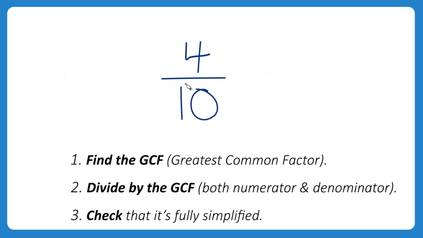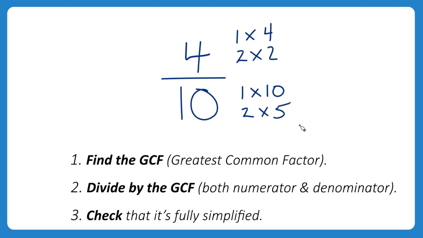So to simplify this fraction, the first thing we do is find the GCF. That's the greatest common factor. So if I wrote the factors for 4, 1 times 4, that equals 4. 2 times 2, that equals 4. But that's it. Let's try 10. 1 times 10, that equals 10, and 2 times 5, but that's it. So these are the factors for 4 right here and 10 right here. Let's move them over this side.